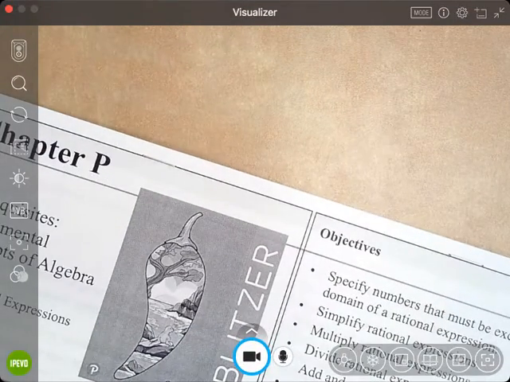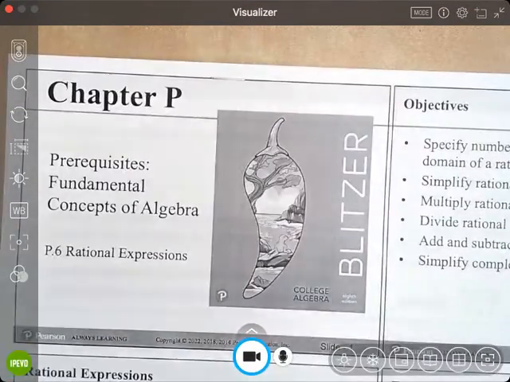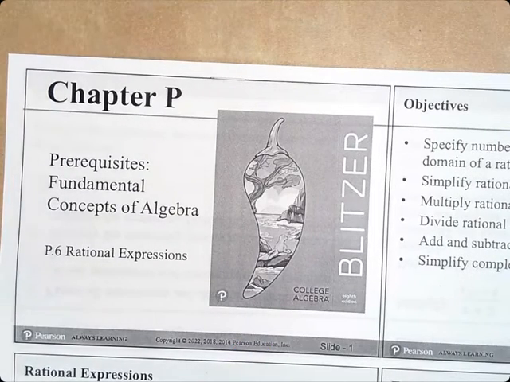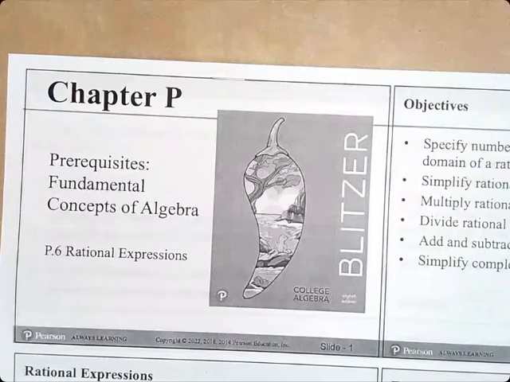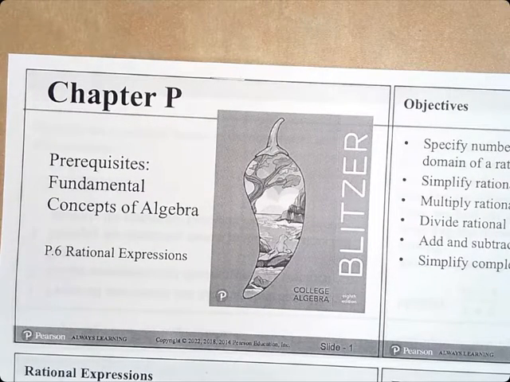We're on P6, which is rational expressions. Rational expressions means that we have a fractional expression. We have an expression on top for the numerator and an expression on the bottom for the denominator. And we are going to simplify by factoring and then canceling out any common factors that are in both the numerator and the denominator.